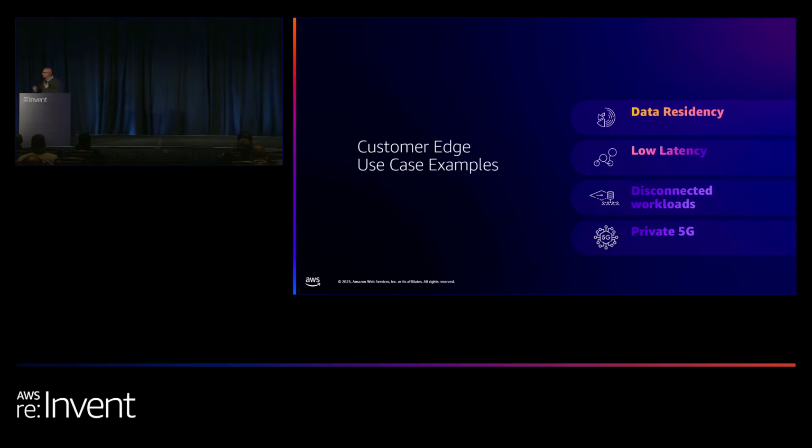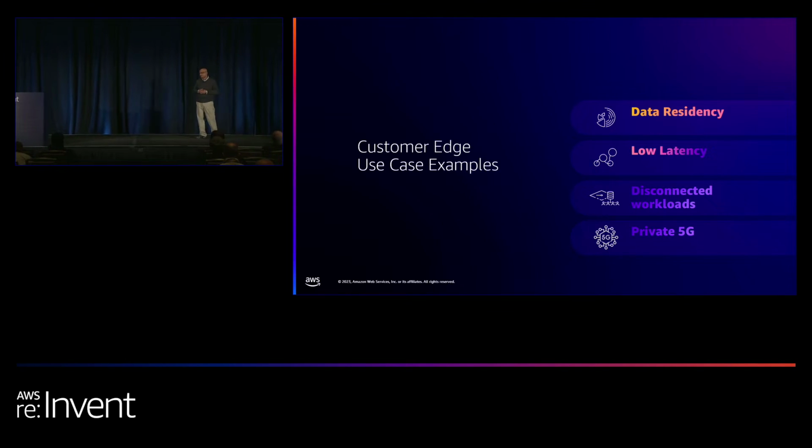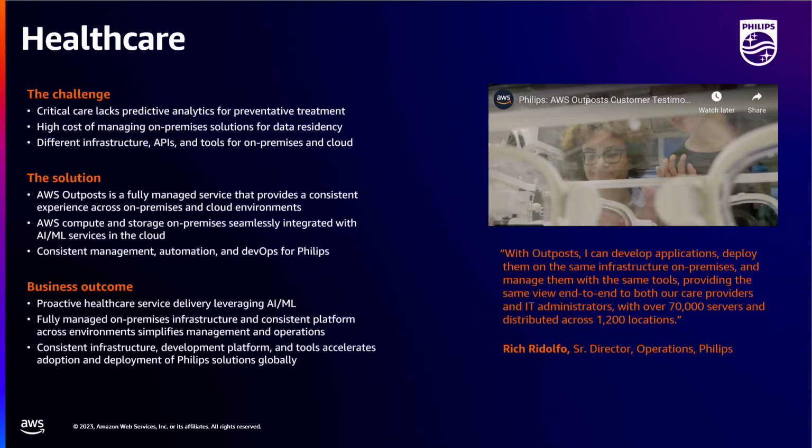Now, I'll end my section here, recapping some of these use case categories. I talked about data residency, low latency, disconnected workloads that Ramesh is going to talk about, and also a little bit on private 5G. Ramesh has one example there on private 5G. So I'm going to round out my section with a couple of examples on data residency and low latency.